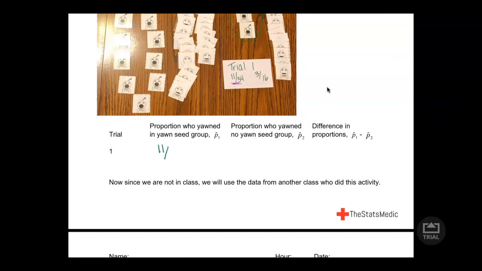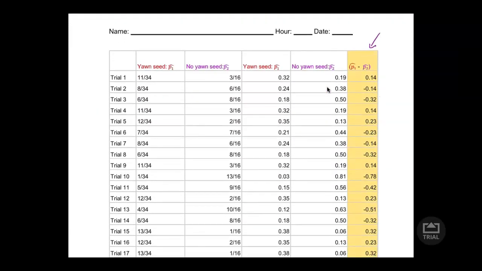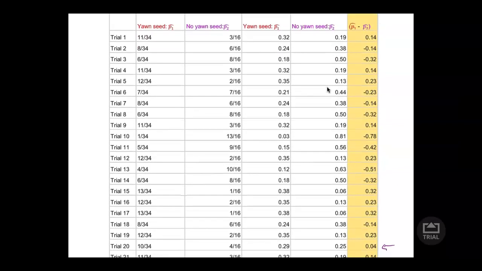So our first one was 11 out of 34, which is approximately 0.32. And then the second one was 3 out of 16, and it was approximately 0.19. And then we would go ahead and find the difference in proportions. And when we do that, it's about 13%. That was the difference in the proportions. So your group would have done that 3 times, and then we would have collected data. But since we're not in class, we're going to use data from another class who did this activity. And you can see right here all the data that is collected.